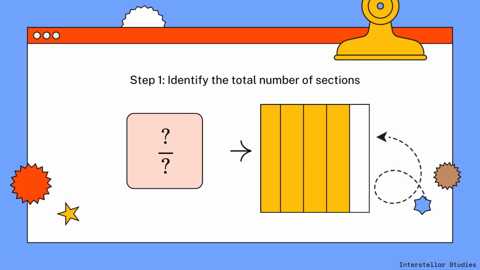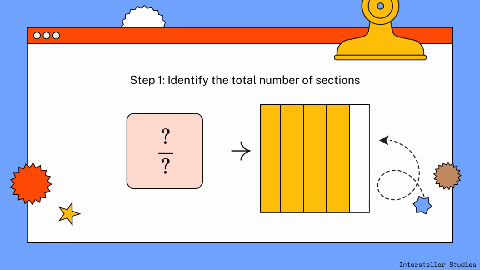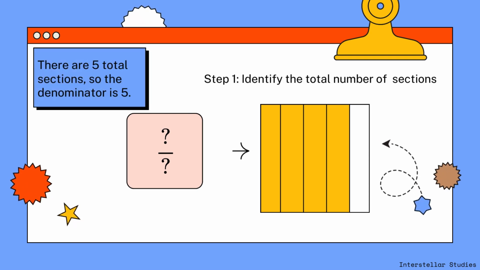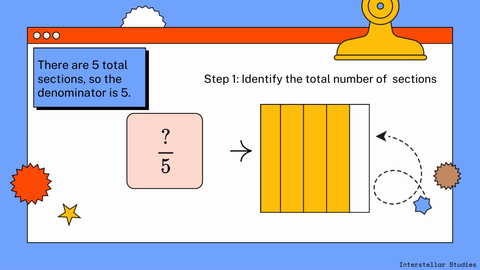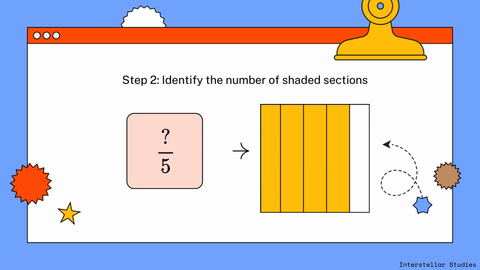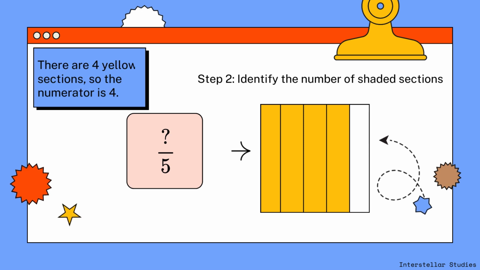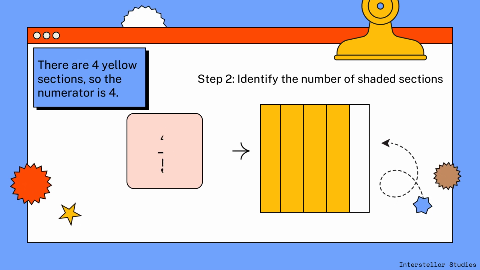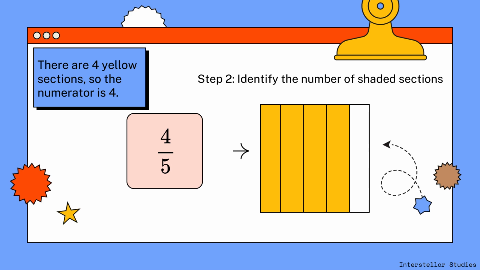First, you would need to identify the total number of sections. There are 5 total sections, so the denominator is 5. You would put this number below the line. Step 2. Identify the number of shaded sections. There are 4 yellow sections, so the numerator is 4. The numerator goes on top, so you would put 4 above the line.